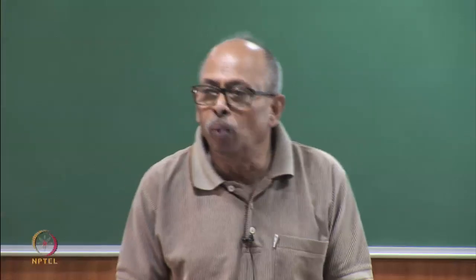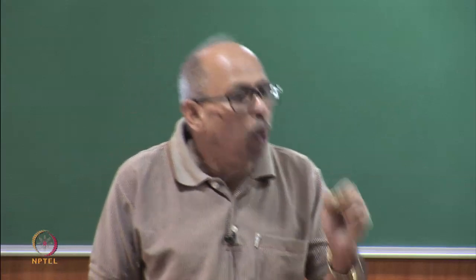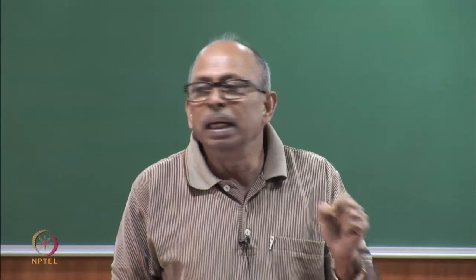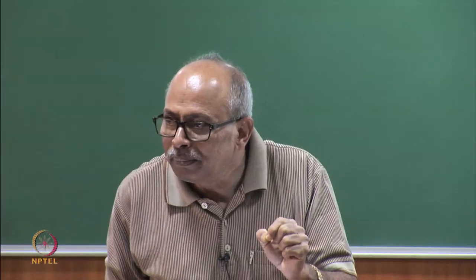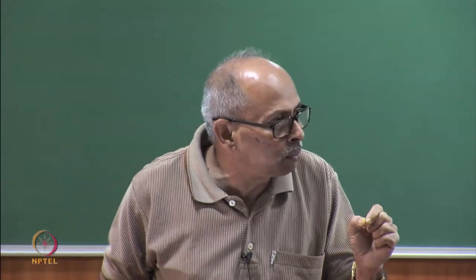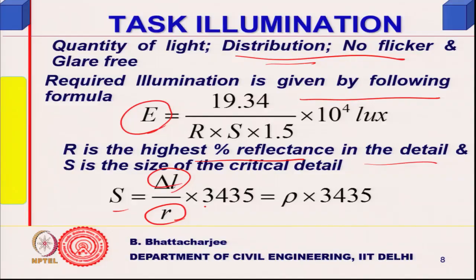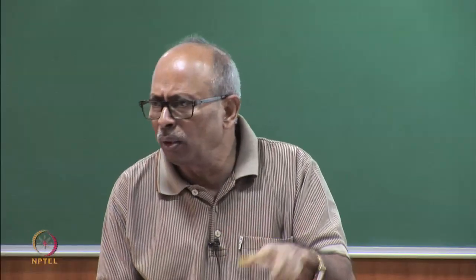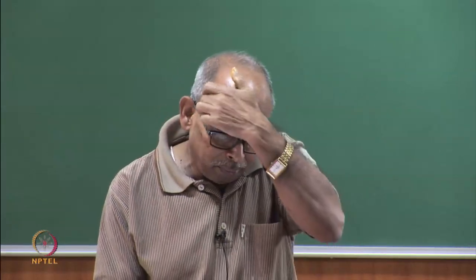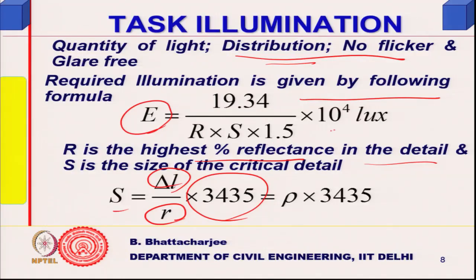Supposing you want to read a word in a book, delta L is the length of the smallest letter, or the least dimension of the smallest letter, R is the distance at which you want to keep your book, and this is for radians and the equivalent conversion in minutes. So, some unit conversion term, and this is 10 to the power 4 lakhs, this multiplied by this gives us 10 to the power 4 lakhs.